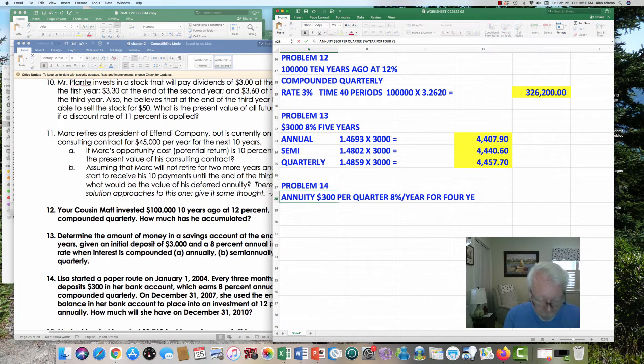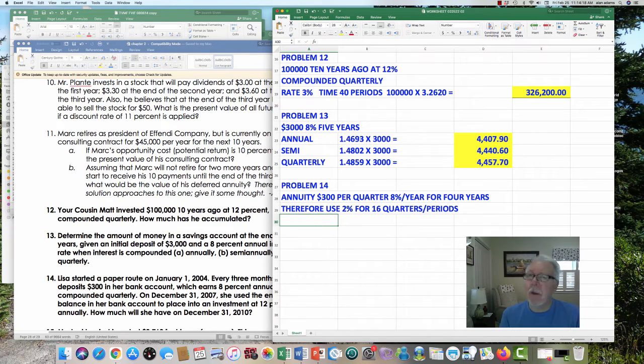So I'm going to say for 4 years, but it is by quarter. Okay? So I'm going to say, therefore, 8%, that's going to be 2% per year. I'm sorry, 2% per quarter. For how many periods? 4 years, 4 quarters a year. That's going to be 16 quarters, 16 periods, whatever you want to call it. That is step 1 of the problem.